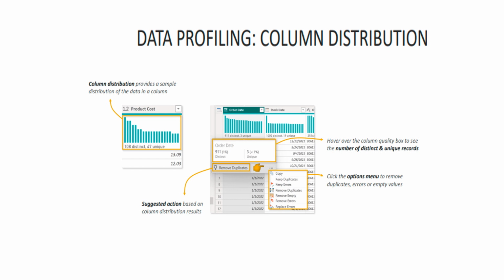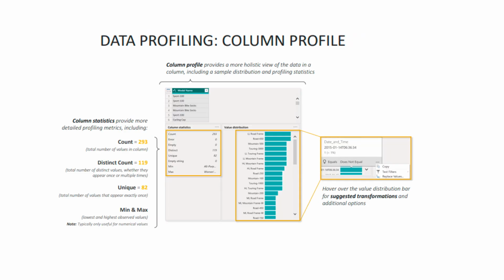When you click the option menu, in order to remove duplicates, errors or empty values, you can click that option menu there. Remove duplicates. You can see that option here. So just click the option menu in order to remove duplicates, errors or empty values. This is another image showing the data profiling column distribution.